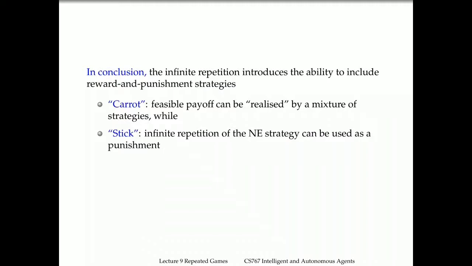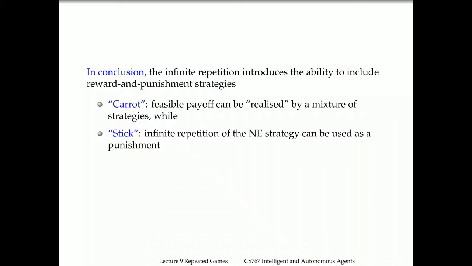essentially pose some reward and punishment to the opponent, where the reward would happen when the play so far is as designed by the player. Right, so if the player wants to achieve a certain outcome, he can just say that, okay, that outcome can be realized by a mixture of strategy profiles, and the opponent has to abide by this plan. And if so, then the opponent will get a higher payoff, and I will get a higher payoff. So that's the carrot. But whenever the opponent deviates from my plan, then I use the stick strategy.